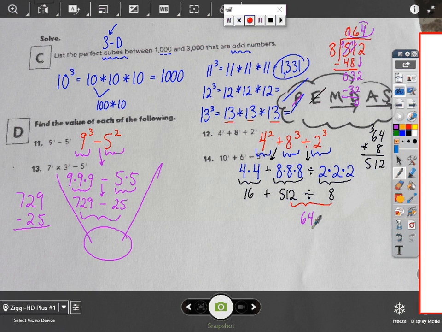I need to bring down everything I have not used yet. I have not used 16. I have not used my addition. And there's one last move, the last thing you could possibly do. Well, addition, subtraction in order from left to right. Let's add these together. Whatever you get for a final answer will go here.